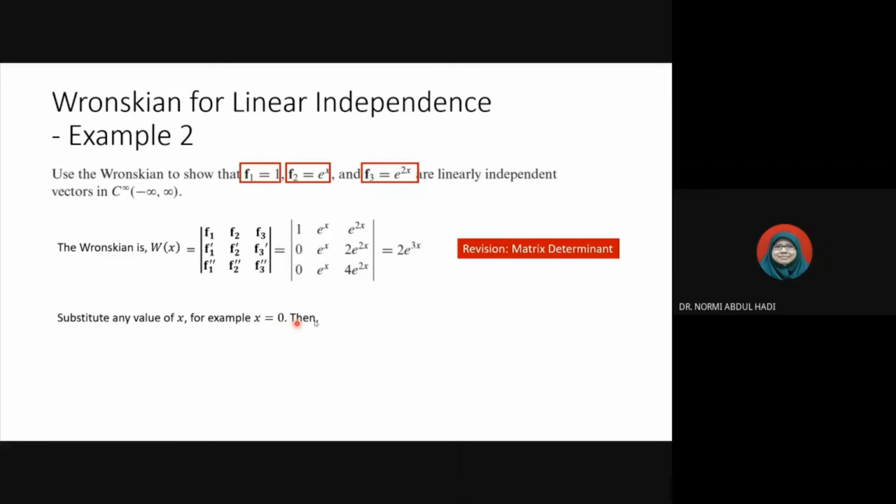Let x equal 0. So the Wronskian is 2 e to the 0, and e to the 0 is equal to 1, so the Wronskian is 2. So the Wronskian is not identically 0. The functions are linearly independent.